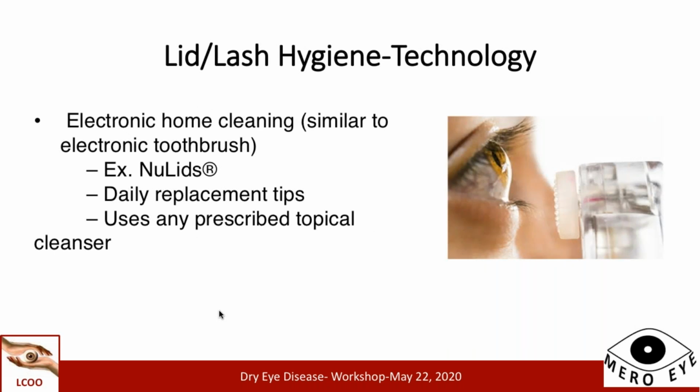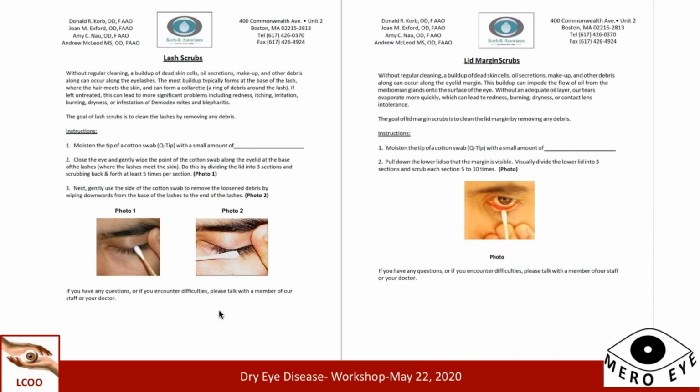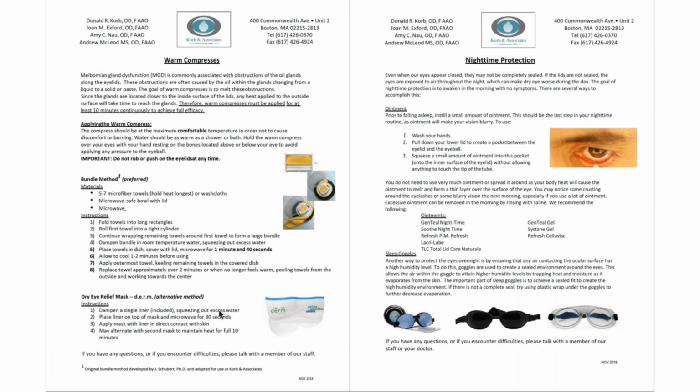Of course, there are electronic home devices which, if your patient can have access to some of these, can be used to scrub the lids. Very classic for very severe and chronic blepharitis cases. It can also be done as an in-office therapy. So these are some of the lid margin scrub instructions. You can give it as written instructions also. How to get your towel bundle can be done. This could also be done as an in-office therapy.